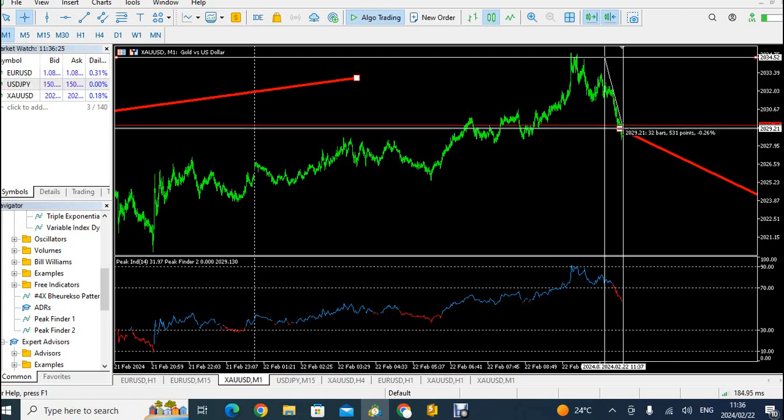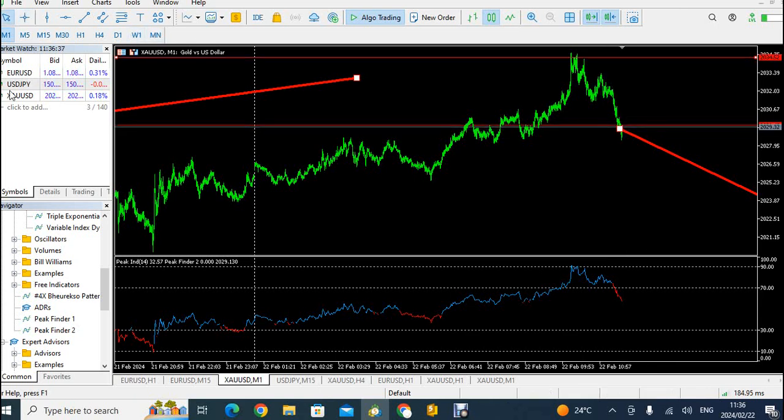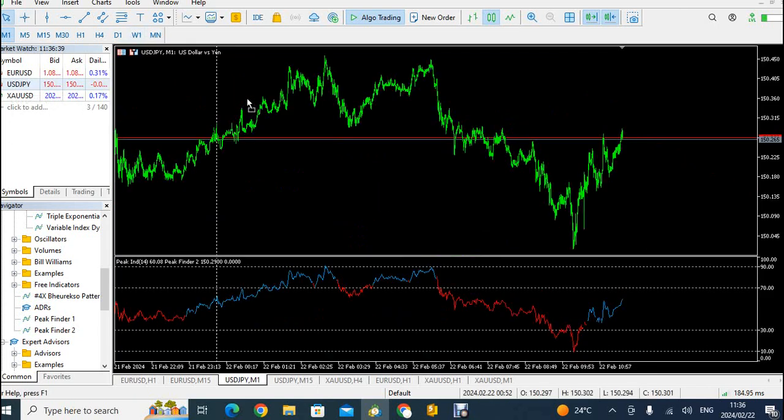So yeah, it's not a bad tool. It's a good tool. Can be used on any asset. So I can drag the chart for USD JPY into this chart, and I can see same or similar results. So it doesn't really matter which pair you're trading.